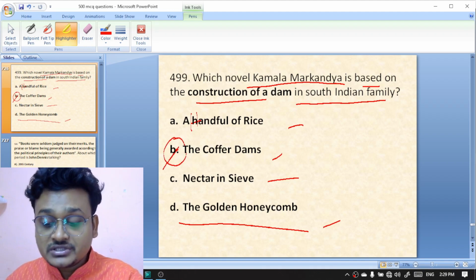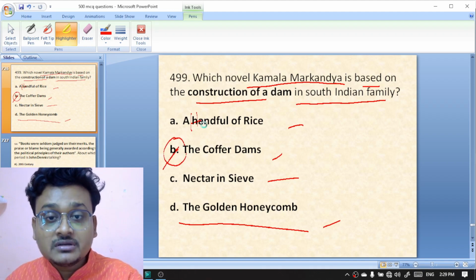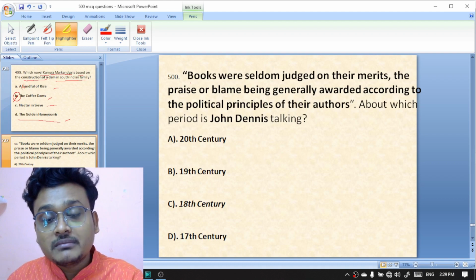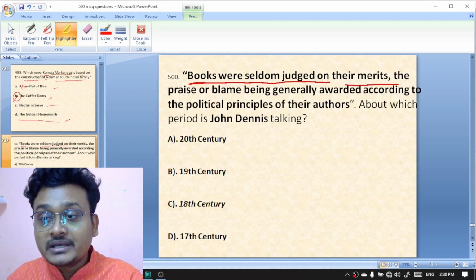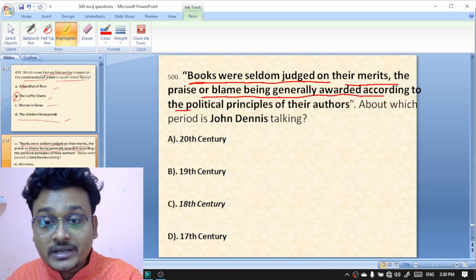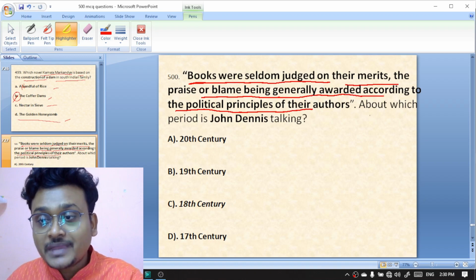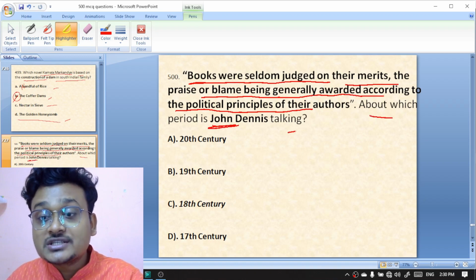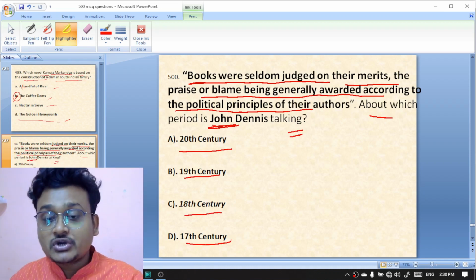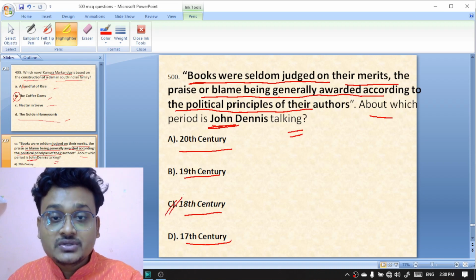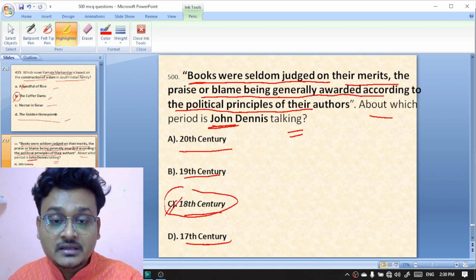Now to end the session, here is the last question, question number 500. Books were seldom judged on their merits, the praise or blame being generally awarded according to the political principles of their authors. About which period is John Dennis talking? 20th century, 19th century, 18th century, 17th century. Here John Dennis is talking about the 18th century. So C is the right option here.